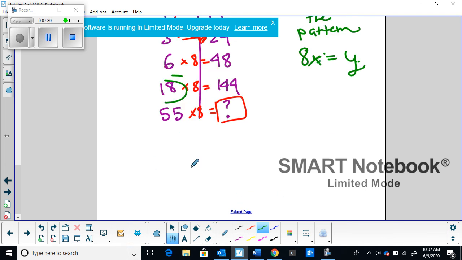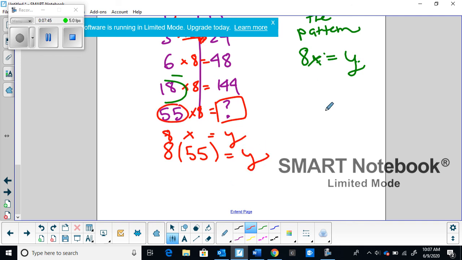So now we're just going to plug in that 55 here. 8 times, I'm going to put brackets just so we separate those two numbers, 8 times x equals y. So 8 times 55 is going to give me y. Well, what's 8 times 55? Let's do that math here quickly. 8 times 5 is 40. Carry the 4. 44. So we would get 440 as our final answer for y.